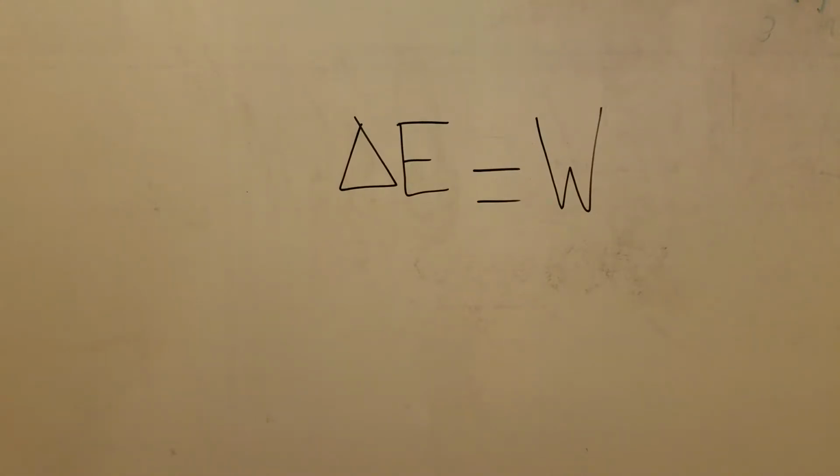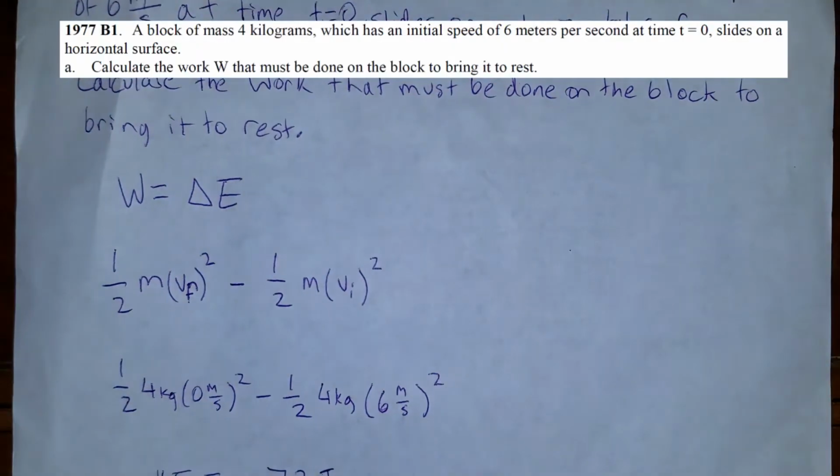This final formula is just a statement of the work energy principle, which states that the change in kinetic energy an object has is equivalent to the work done on the object.